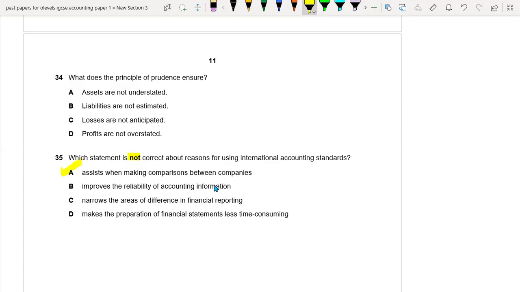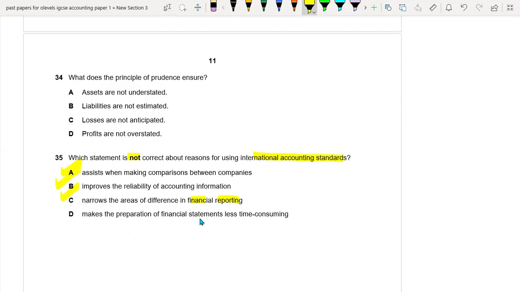Improves the reliability of accounting information. Yes, if you are using international accounting standards, it means that your reliability will be increasing. So yes, this is right. Narrows the areas of difference in financial reporting. Yes. So if you're using the IAS, there will be no difference between the different financial reporting.